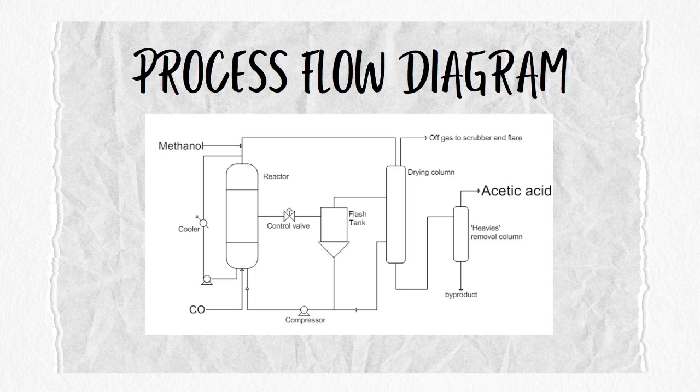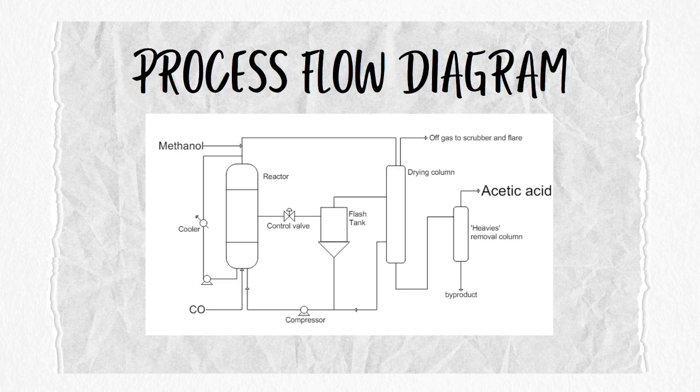For the final column, it is the heavy removal column. Inside the heavy removal column, the separation of heavier byproducts occurs. The heavier byproducts and impurities are separated from acetic acid. The acetic acid is collected from the top of the column while heavier components are removed from the bottom.